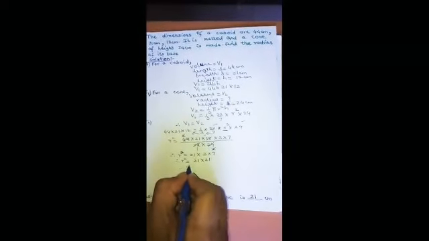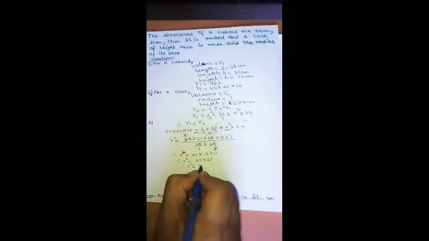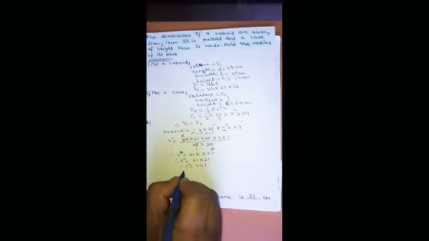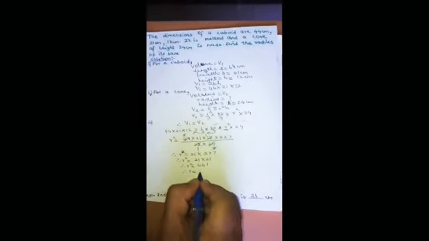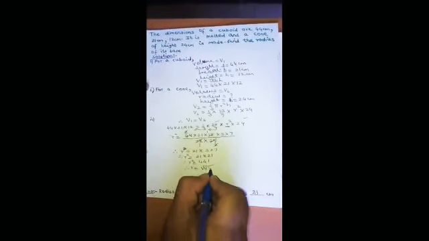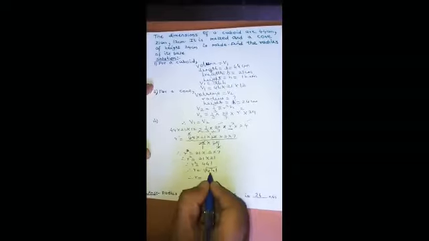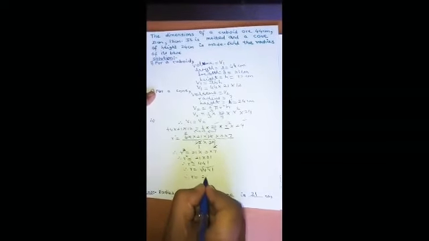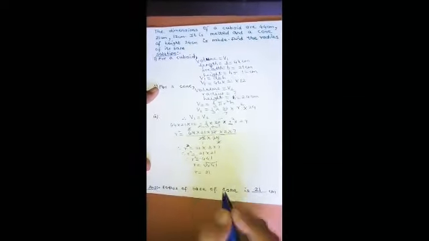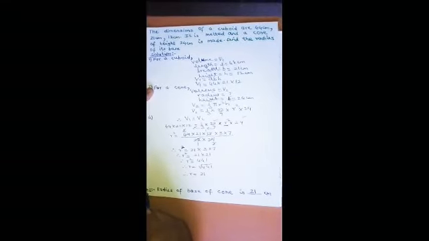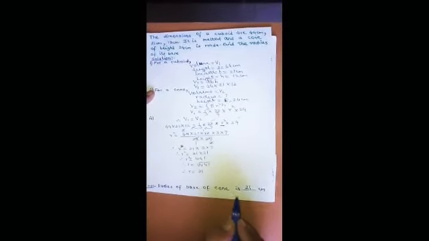Therefore r square will be 441. So r will be square root of 441. Therefore r will be, what is square root of 441? It is 21. Answer for this, we are getting 21. So we can write here the answer. Radius of base of the cone is 21 centimeter.